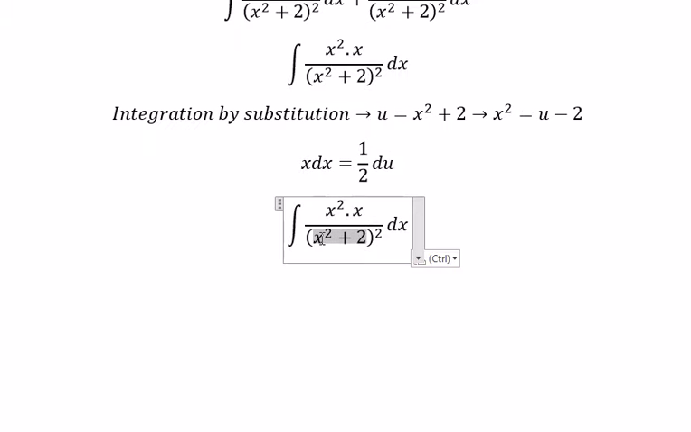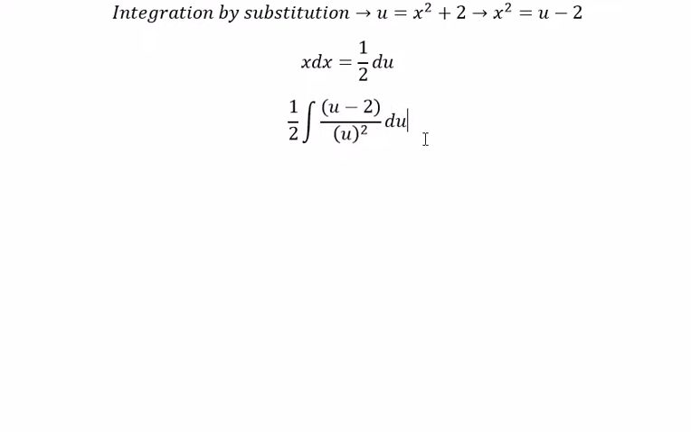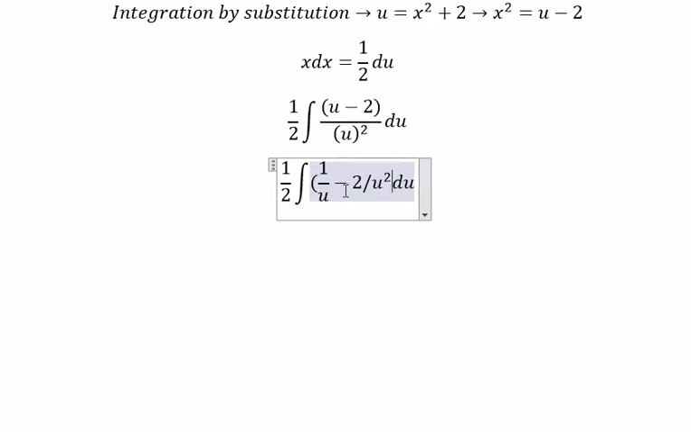So this one we change for u. s squared we change for u minus 2. s ds we change for 1 over 2 du. u divided by u squared, you get 1 over u. And the next one is negative 2 over u squared.